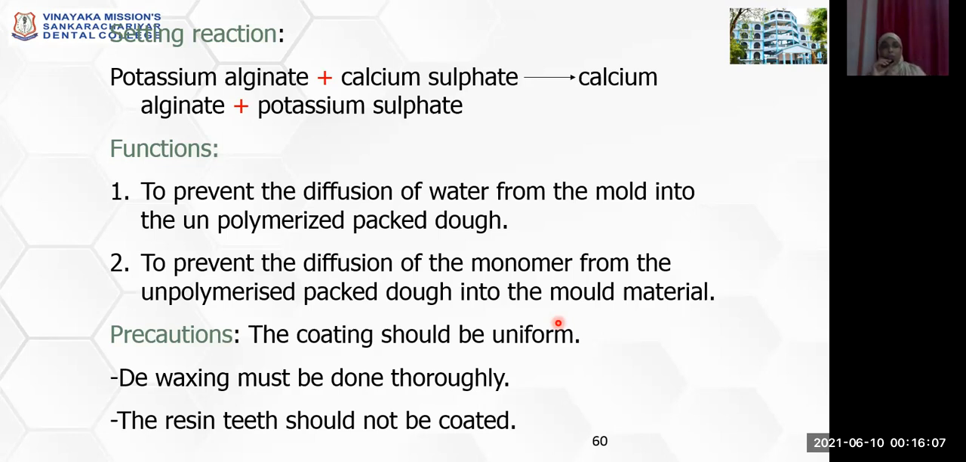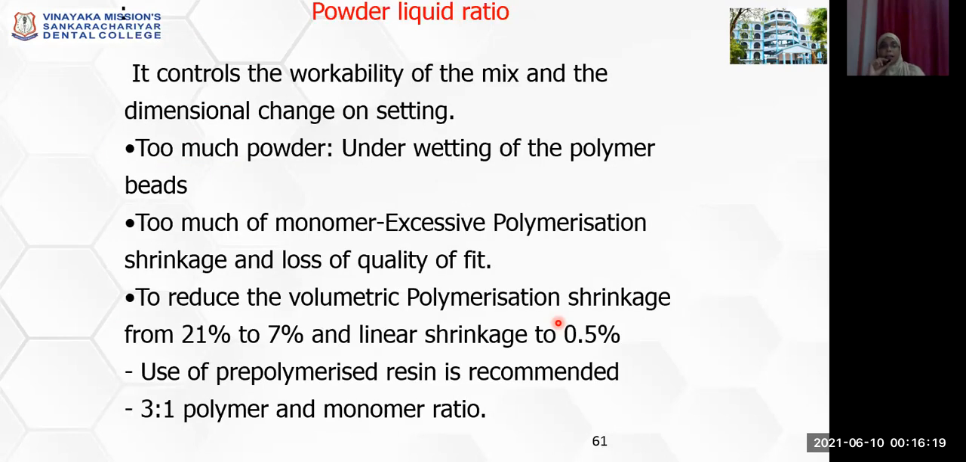The dewaxing you do has to be thorough. You should not have any layer of wax anywhere, and this separating medium you are applying, you should not apply it over the teeth, as that will interfere with the bonding of teeth with the resin. Yes. And when you talk about powder liquid ratio, you have to follow the manufacturer's instructions.